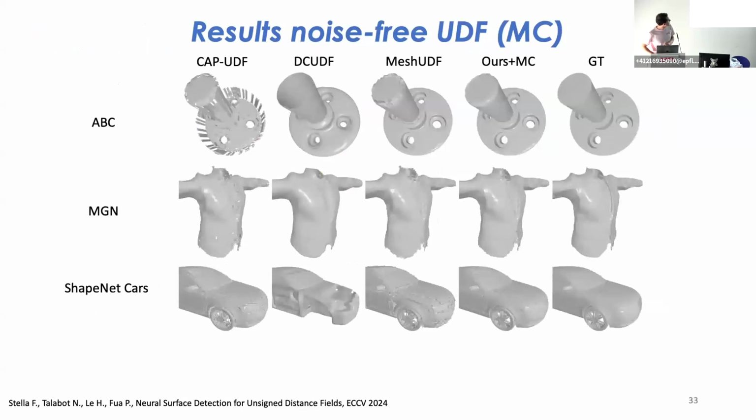So these are a bunch of results. As you can see, for example, compared to mesh UDF, which was the previous one that I presented, the garments are basically the same. It doesn't change anything visually, at least. But the cars is way better. If you see here, I'm not sure if I can zoom in.